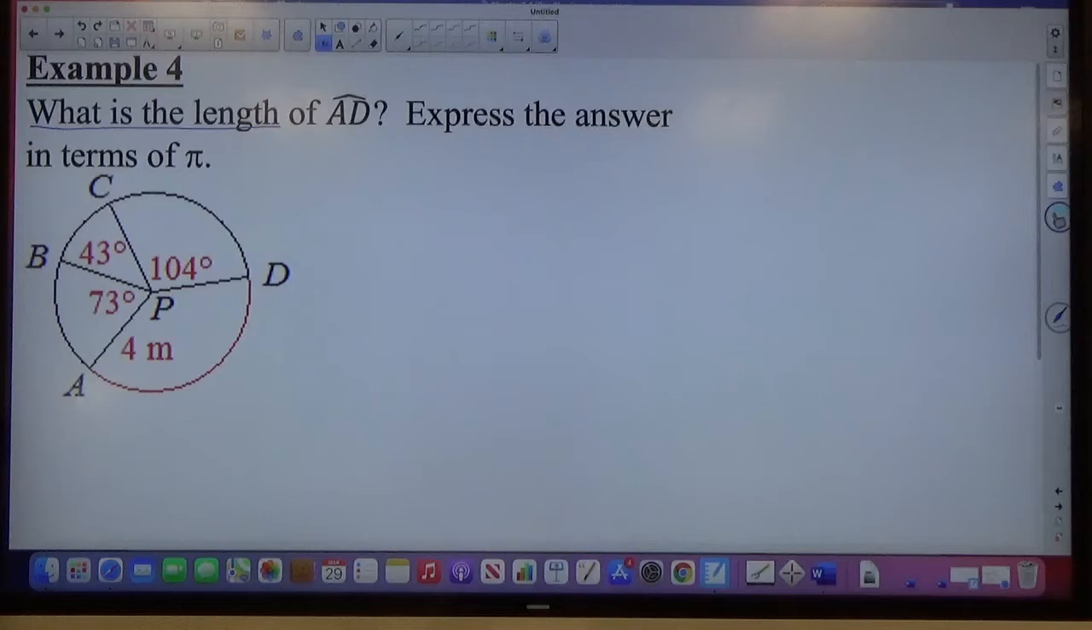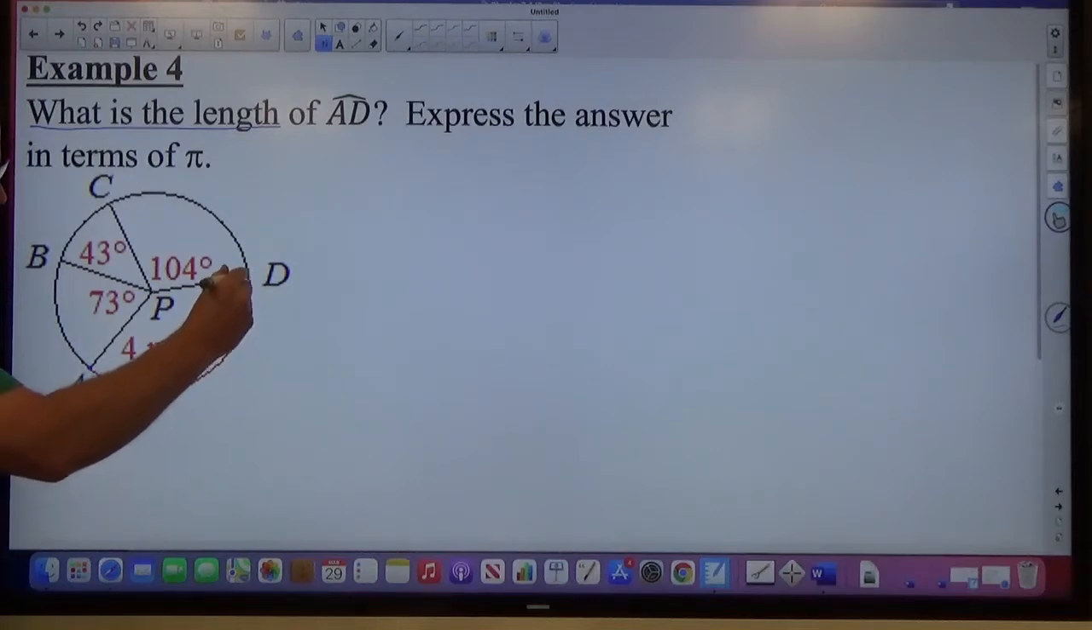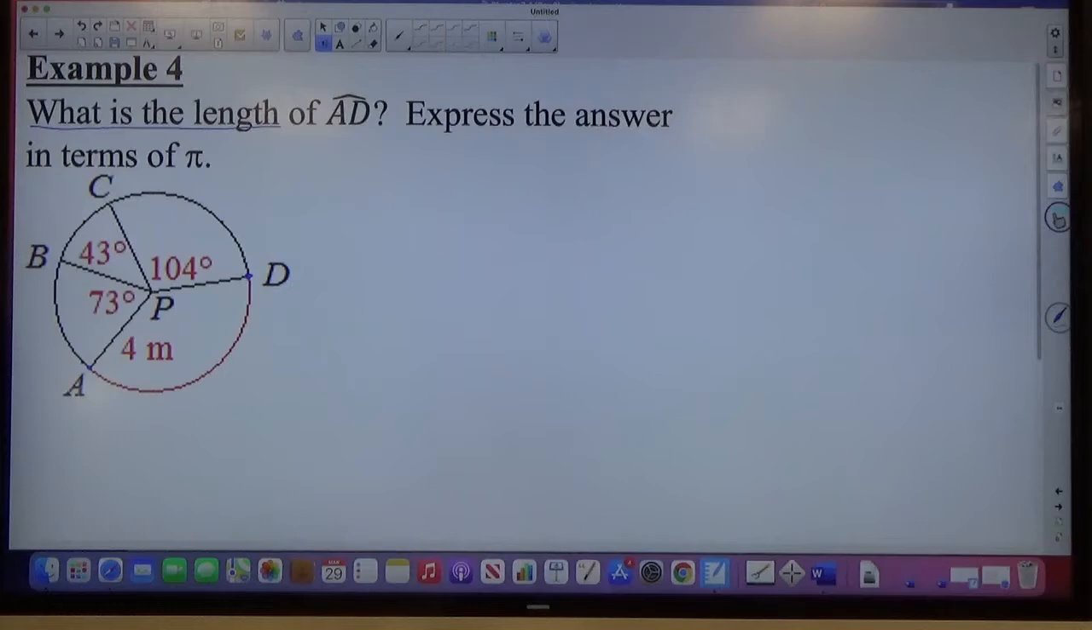The measure, if it says, what is the measure of arc AD? Now, it wants the angular measure. So AD is from A, the short direction, around to D. Okay, and notice this says, express the answer in terms of pi. So, notice that we have the central angle for arc CD. We have the central angle for arc BC. We have the central angle for arc AB. The only central angle we don't have is the one for arc AD.